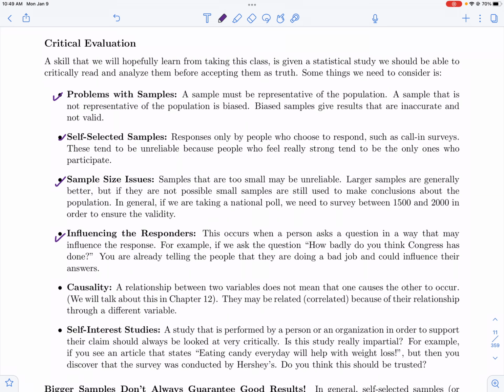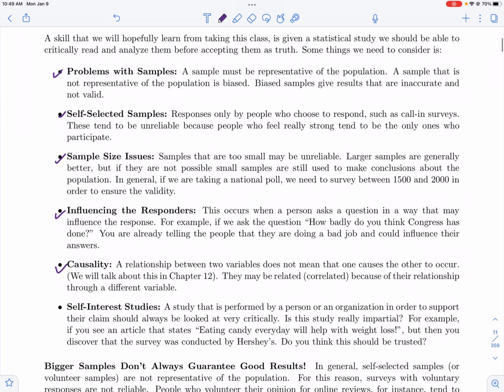So causality, this is something we're going to talk about towards the end of the semester. This is just a relationship between two variables, and that does not mean that one causes the other to occur. They may be correlated, so there may be a relationship between them, but it doesn't necessarily mean that one's going to cause the other.